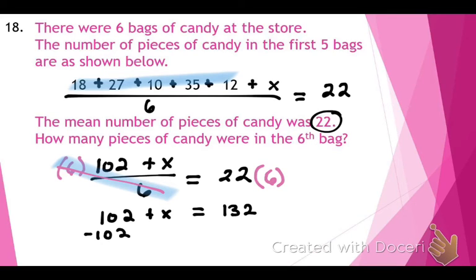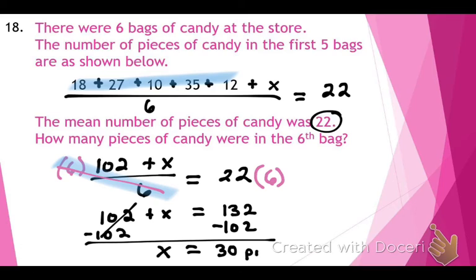Good job. I take away 102 from both sides. And I'm left with what, guys? 30. Oh, sorry, 30 what? Pieces of candy. 30 pieces of candy.